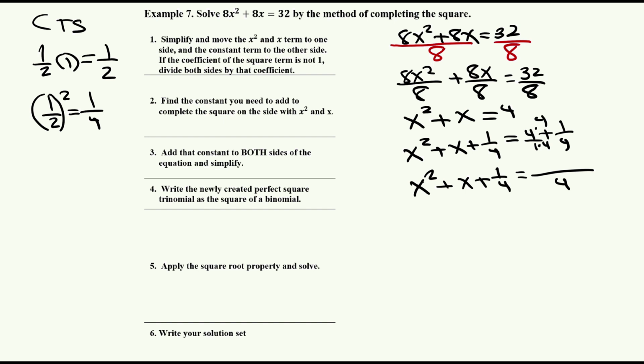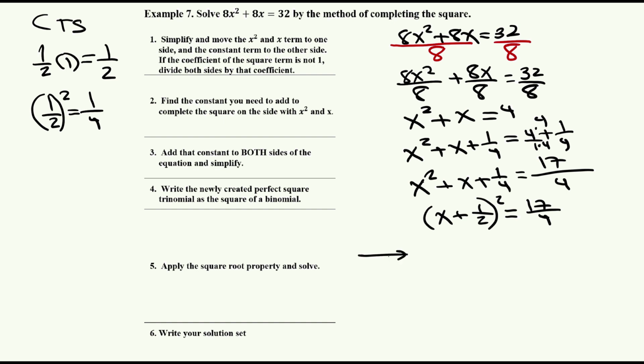So we end up with 16 plus 1, which is 17 over 4. Now we rewrite this as the perfect square of a binomial. And of course, we know that's going to be x plus 1/2 squared. Another way of figuring it out is what do you have to square to get that, but then you have to watch this sign too. But if you look here, the sign will already be figured out for you too. We knew it's going to be positive. So we end up with equals 17 over 4.